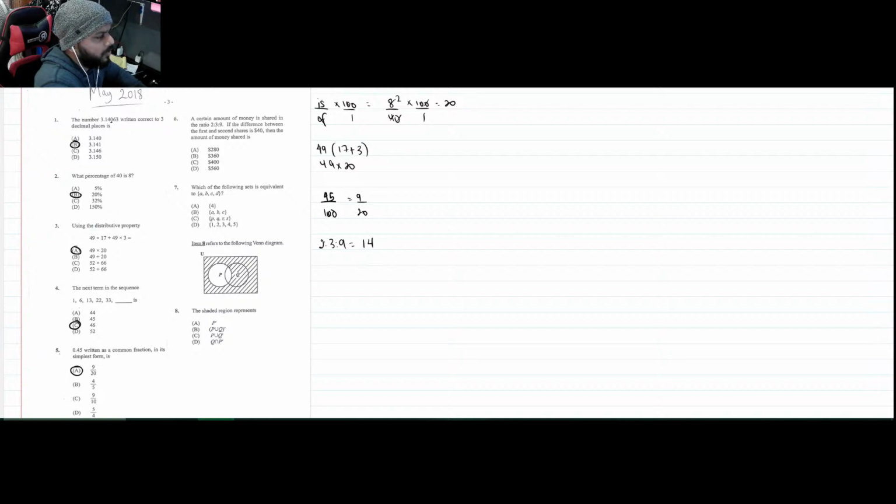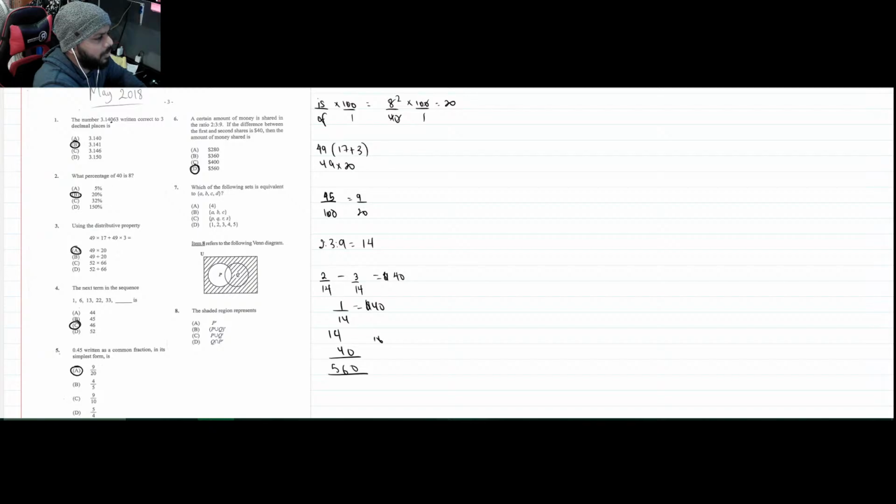So the first share is 2 over 14 and the second share is 3 over 14. The difference is equal to $40. So 1 over 14 is $40. So 14 over 14 will be 40 multiplied by 14, and we get 560.